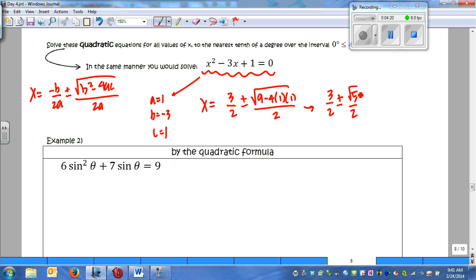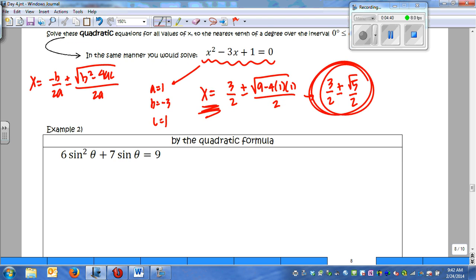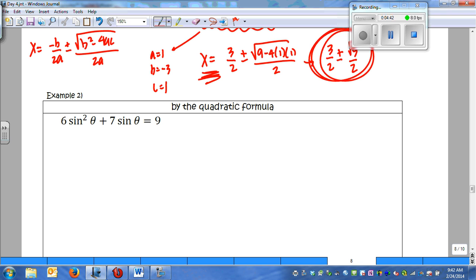Now with regular quadratics, I ask you to leave your answer like this. It's an exact value. For trig equations, though, it's just going to be slightly different because we're not solving for x in trig equations. We're solving for the sine of x or the sine of theta, and then ultimately solving for that x or theta.